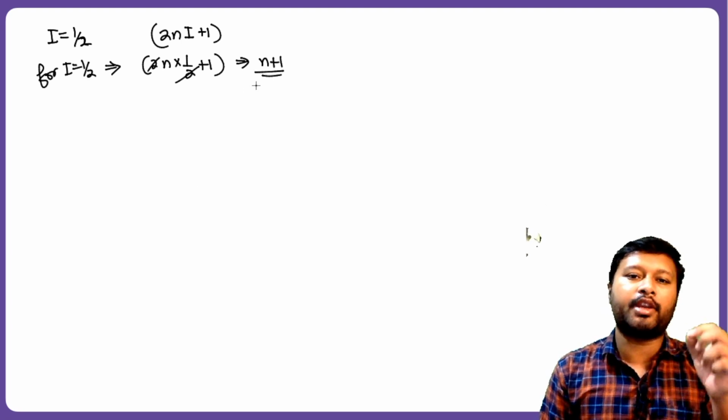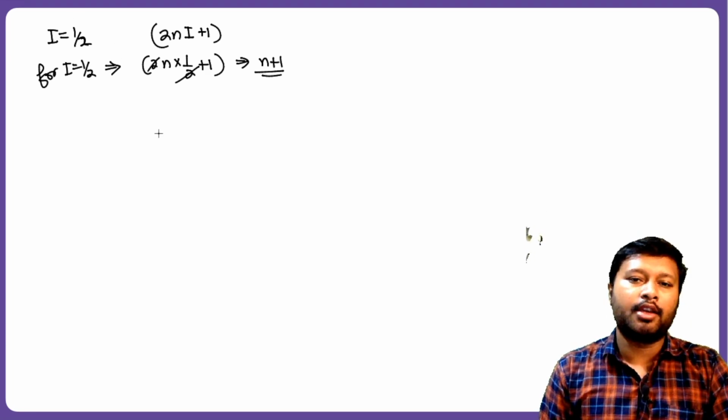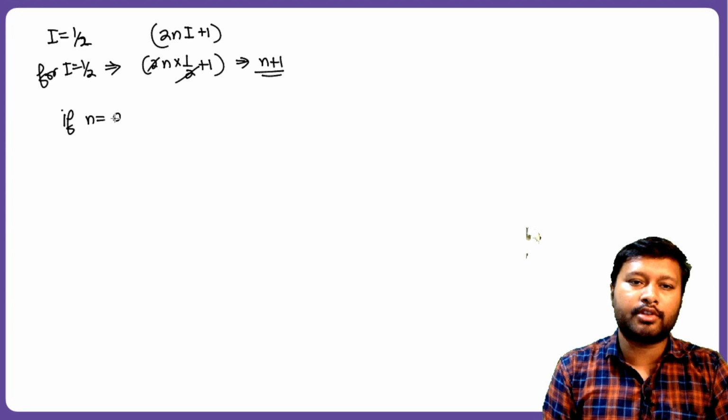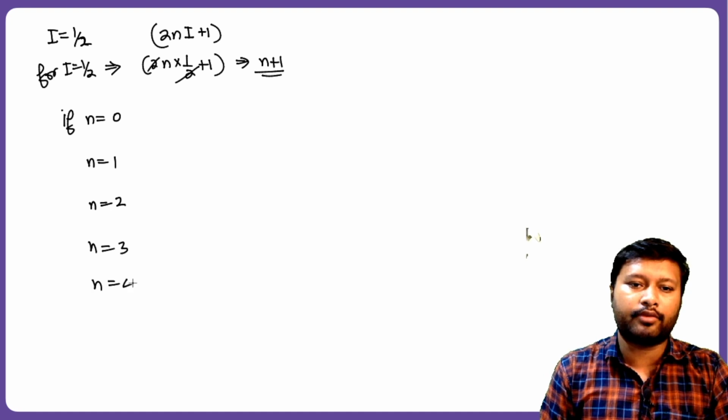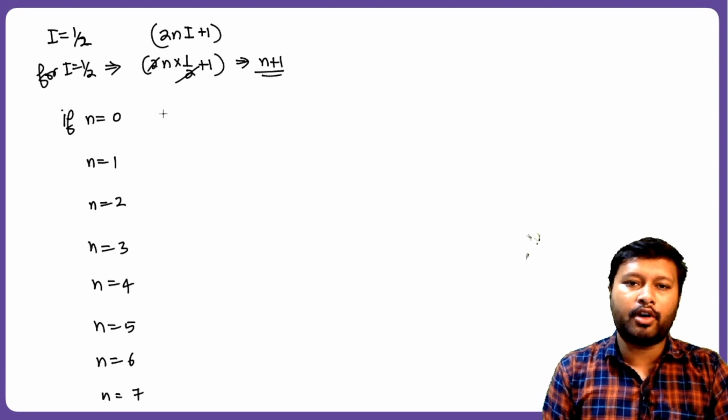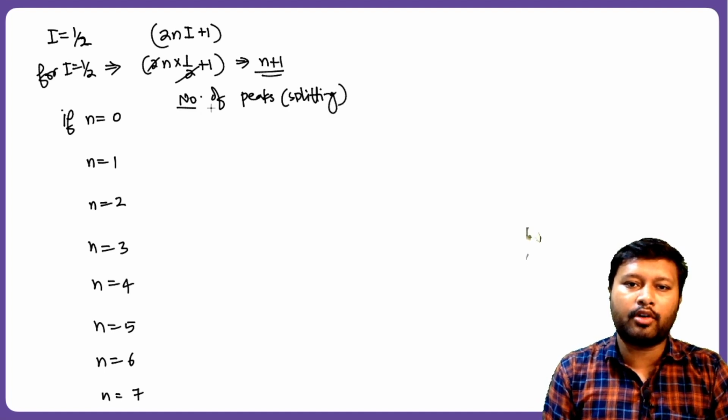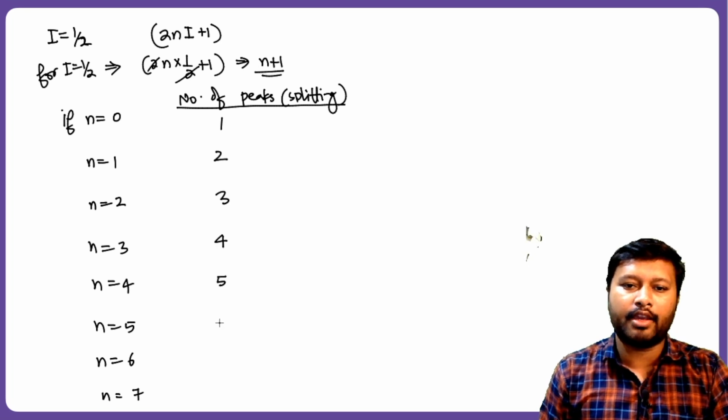So n depends upon how many nuclei you have having I value half. So let's say n is equal to 0, n is equal to 1, n is equal to 2, n is equal to 3, n is equal to 4, n is equal to 5, and so on. n is equal to 6, n is equal to 7. Here I'll write down the number of peaks or basically splitting. For n equal to 0, if you put n as 0 you will get 1, for n equal to 1 you will get 2, for 2 you will get 3, for this you will get 4, for here you will get 5, for here you will get 6, here 7, and here 8. That's how you will get.